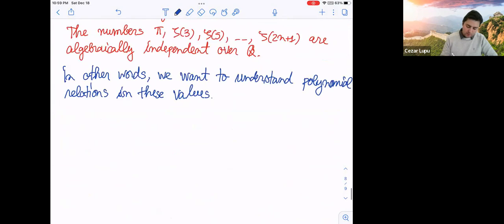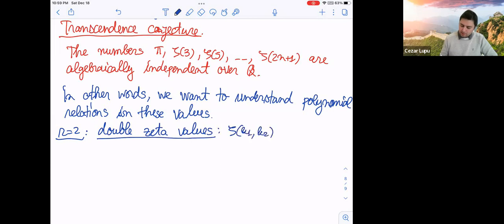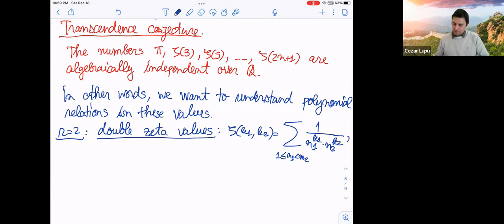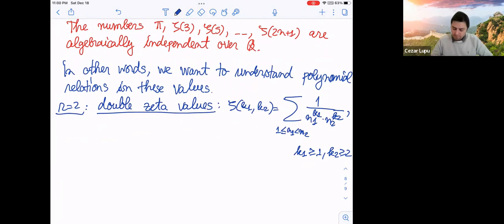So for R equals 2, we have the double zeta values. These are numbers defined in this way, zeta of k1, k2, where k1 is greater than 1 and k2 is greater than 2. All right, so we would like to see how we can obtain some linear relations in terms of double zeta values and single zeta values.